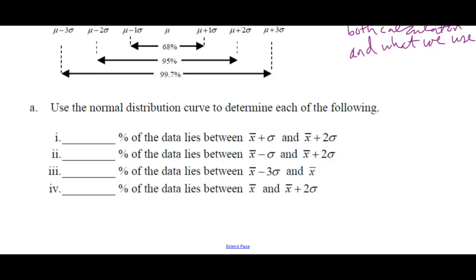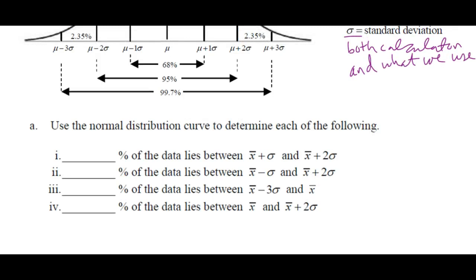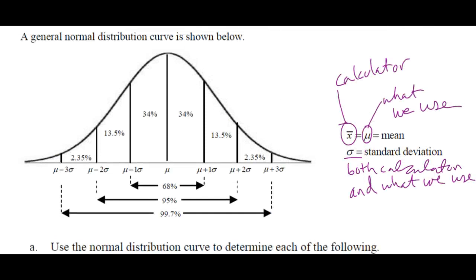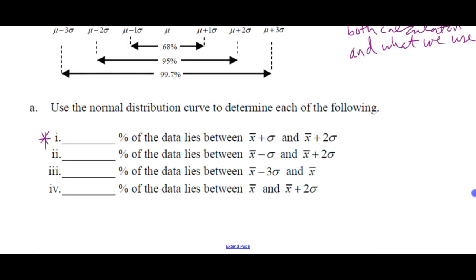What lies between 1 standard deviation above and 2 standard deviations above? Okay, so here, let's mark this with a purple asterisk, from 1 standard deviation above to 2 standard deviations. Okay, what percent is that? 13.5. So 13.5% of the data.